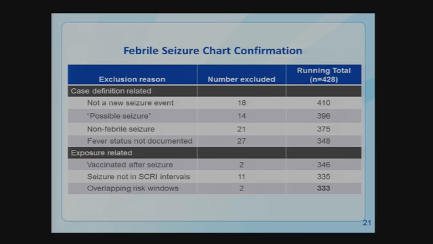We then also had to exclude several cases for reasons related to when the event occurred in relation to vaccination. For example, 2 people were vaccinated after they had a seizure. And then we had some people where the time of onset was different than what had been recorded in the administrative data. So in the end, we have 333 chart-confirmed febrile seizures.